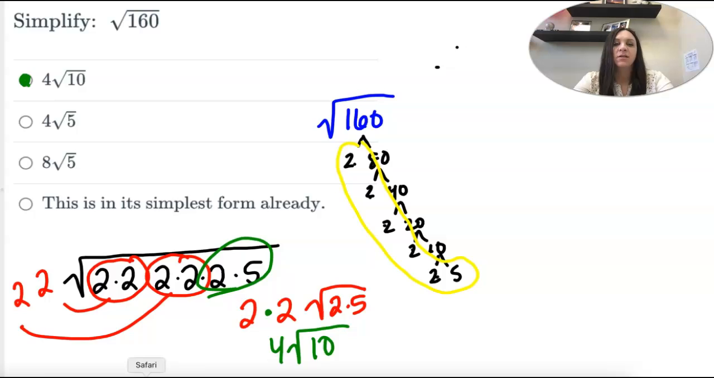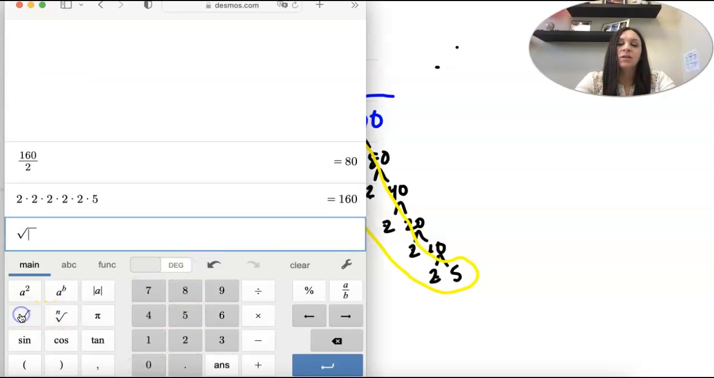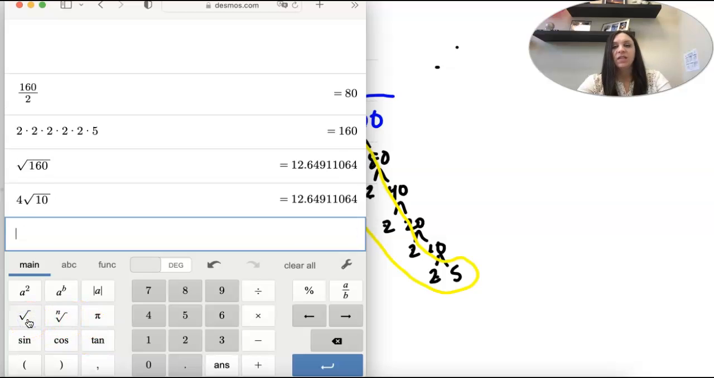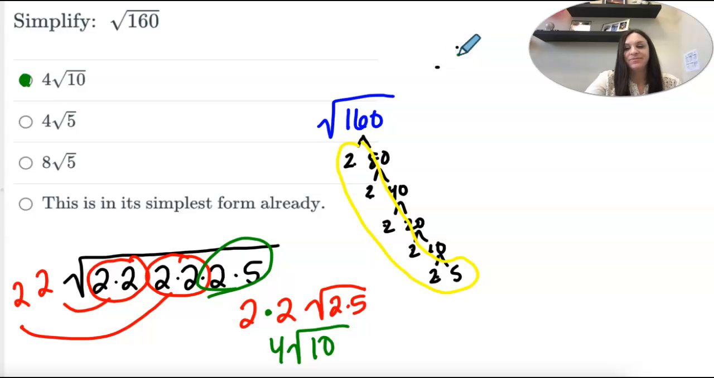And again, I'm going to check my work. I started with the square root of 160, I ended with 4 square roots of 10. Those are equivalent, they're the same, I did it right.